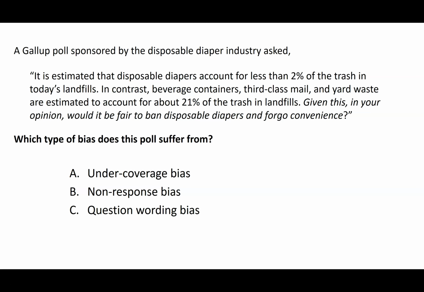So now we have a Gallup poll. They're pretty big in the polling industry as well. Specifically, a disposable diaper company asked, and here's this big, long, wordy question. It is estimated that disposable diapers account for less than 2% of the trash in today's landfills. In contrast, beverage containers, third-class mail, and yard waste are estimated to account for 21% of the trash in landfills. Given this, in your opinion, would it be fair to ban disposable diapers and forego convenience? So what type of bias do we think people are worried about?